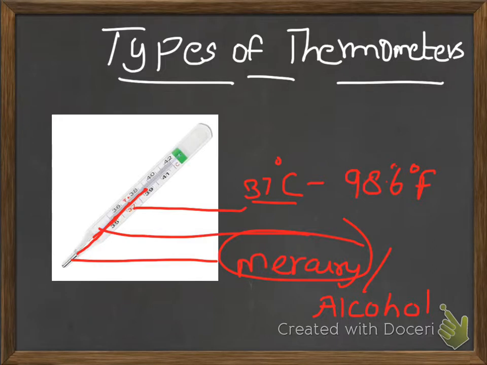Now whatever glass part we are talking about, that is actually known as the bulb of the thermometer. So these are some features of a thermometer. Normally a thermometer does not only contain the Celsius scale, it also contains the Fahrenheit scale. You will learn more about this in temperature. So let's move on to the types of thermometers.